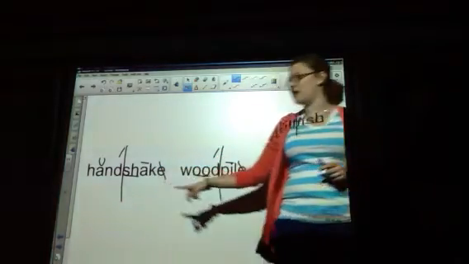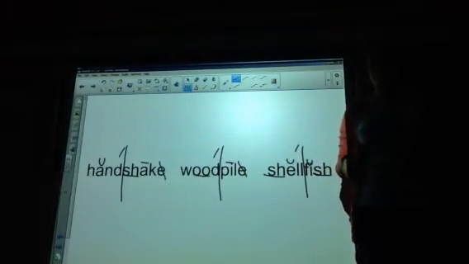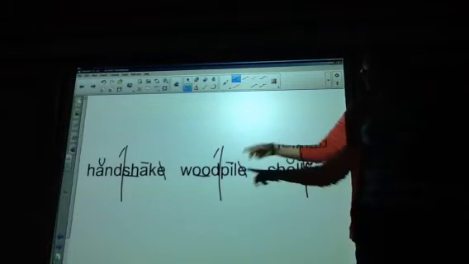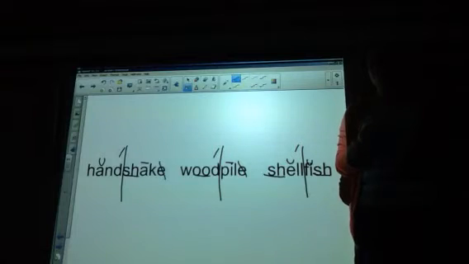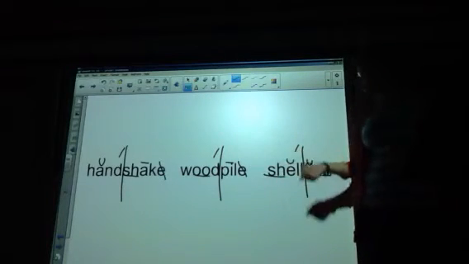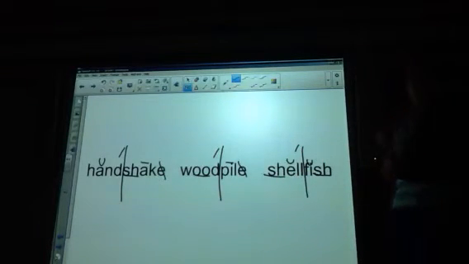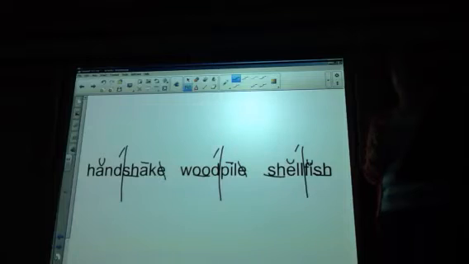Okay, let's practice defining these words. What is a handshake? A handshake is like you do a handshake with lots of claps and stuff. No. A shaking of hands. What's a woodpile? It's a pile of wood. What is a shellfish? It's a shell and it's a fish. It's a fish that has a shell, like a crab.